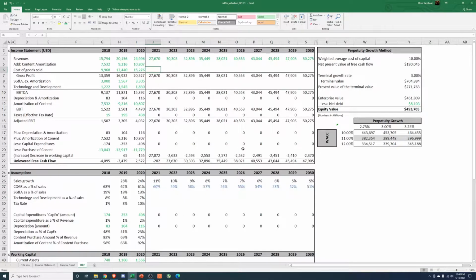And then we'll link this up. Really, it's revenue times this percentage. What we're saying here is COGS is a percentage of sales, so we just multiply it across, get our number, and we can see that COGS is still increasing significantly.